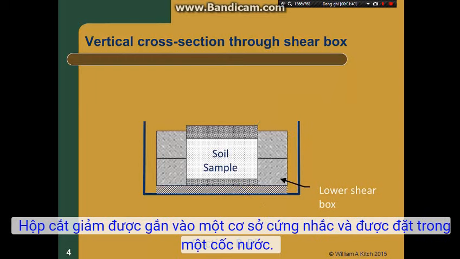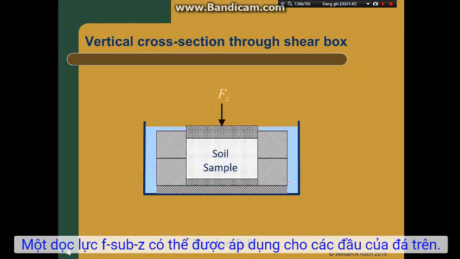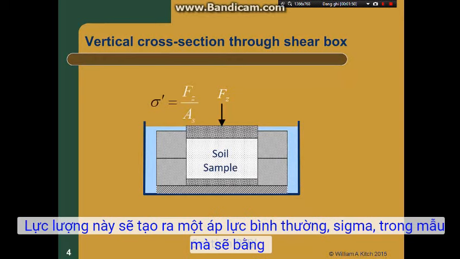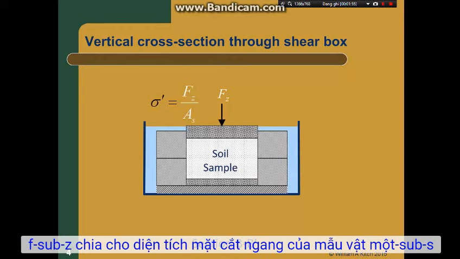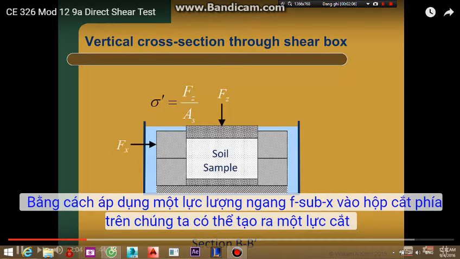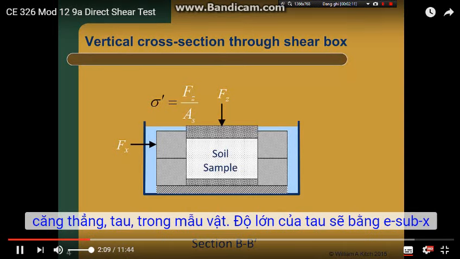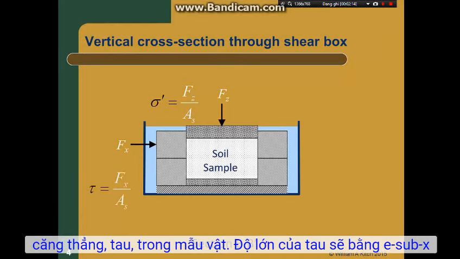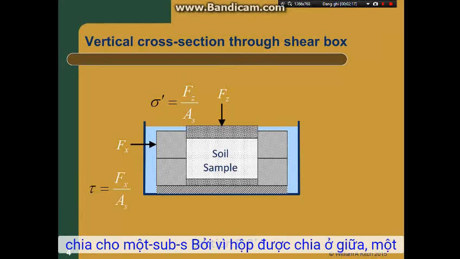The lower shear box is attached to a rigid base and placed in a water bath. A vertical force F sub z can be applied to the top of the upper stone. This force will generate a normal stress sigma in the specimen, which will be equal to F sub z divided by the cross-sectional area of the specimen, A sub s. Since the box is split, the upper box can move separately from the lower box. By applying a horizontal force F sub x to the upper shear box, we can generate a shear stress tau in the specimen. The magnitude of tau will be equal to F sub x divided by A sub s.